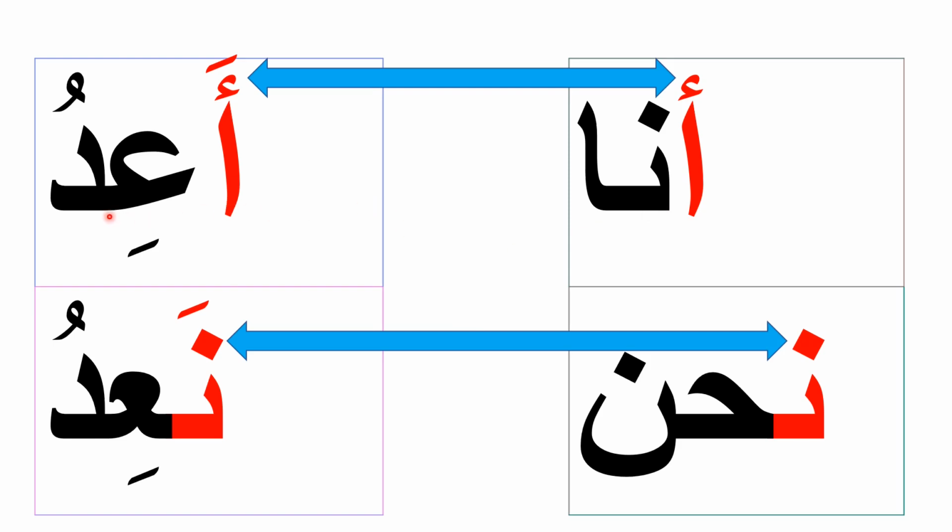أنا أعد. I promise. The prefix is the a. And نحن نعد. The prefix is na. As you notice, the prefix of the verb and the pronoun share the first letter. أنا أعد. نحن نعد.